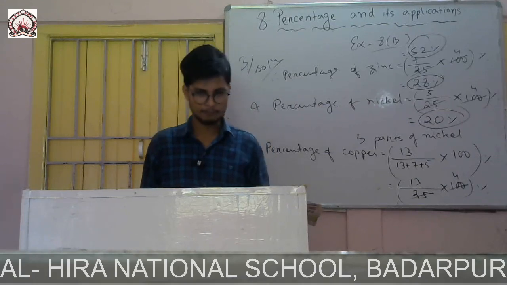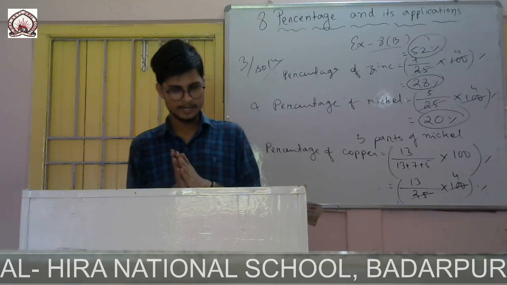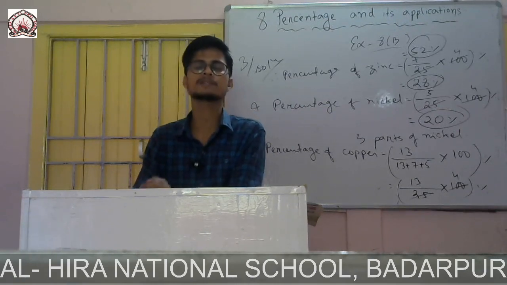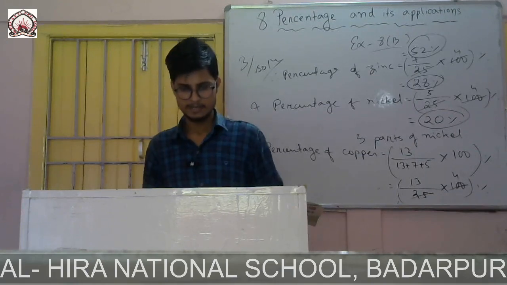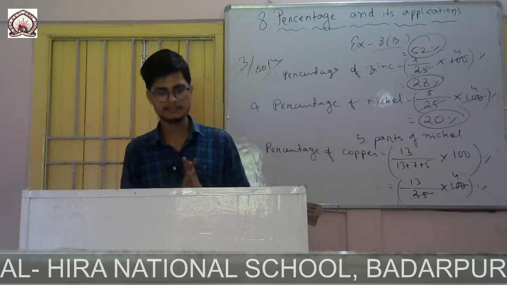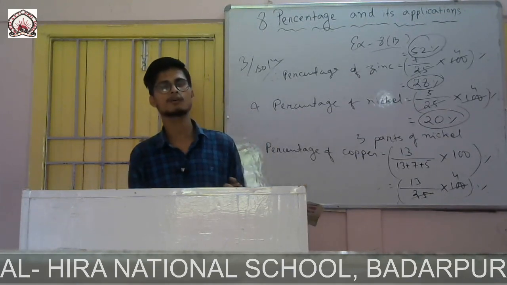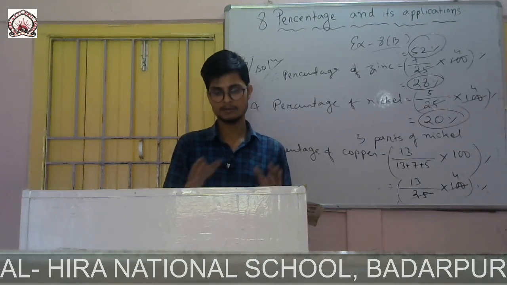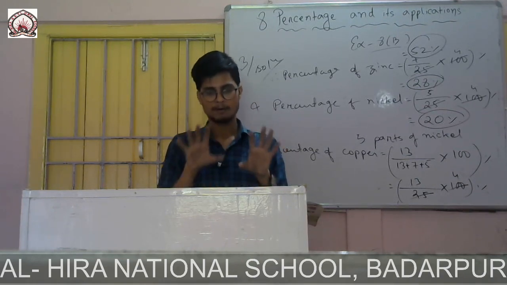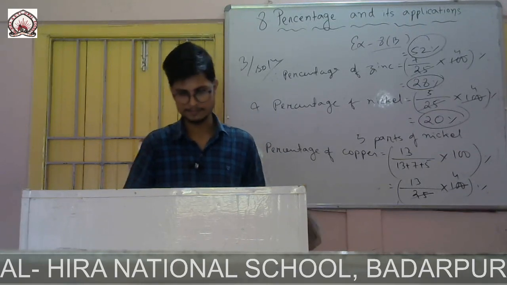Now question number 4. The population of a town increases by 10% annually. That means every year the population of the town increases 10%. So if the present population is 22,000, find its population a year ago. That means first of all I have to find the original population.